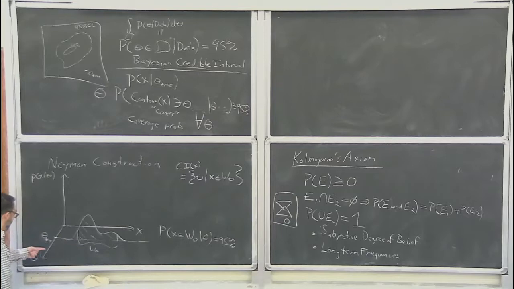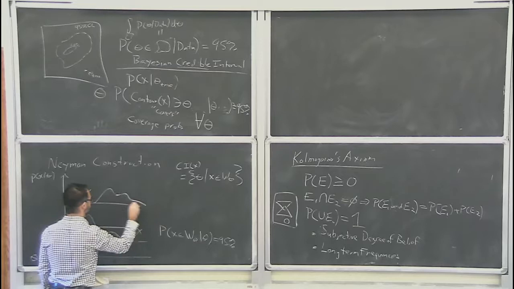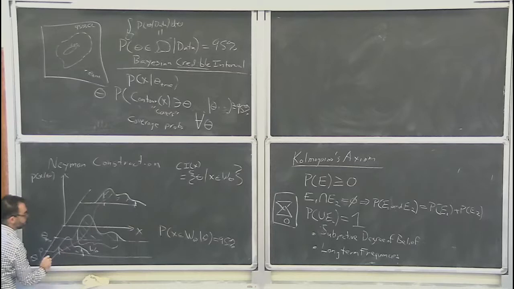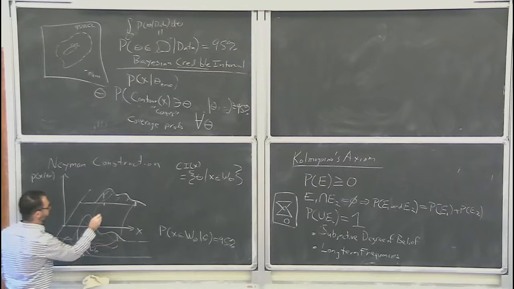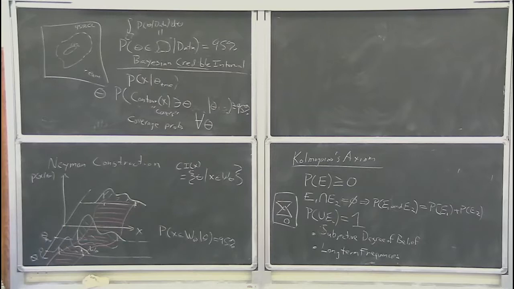Now I do this for all the different values of theta. So here's another value of theta, and it has a different distribution associated with it. I find a different W of theta. So I have this region, and then there's another theta over here, and I find a region, so that's the W of theta for that. And I take all of them, and I stitch them together. Right? For every value of theta, I have this region of X's that are going to be considered consistent with the data, right? Okay, is that fine?